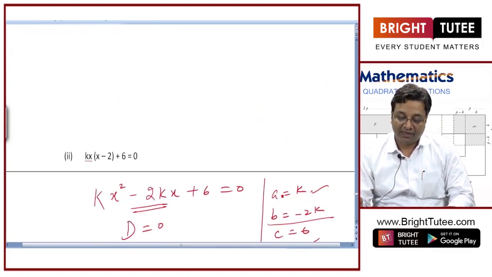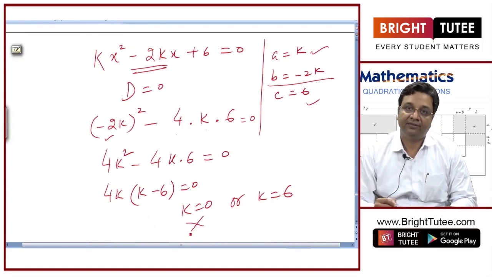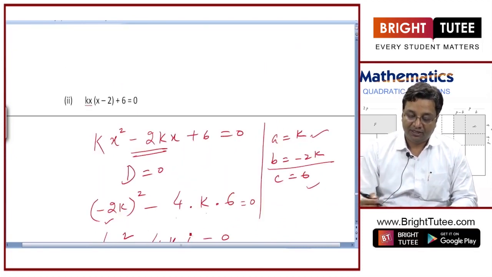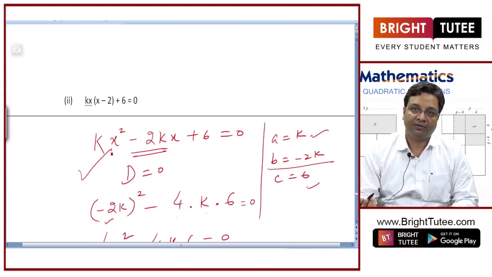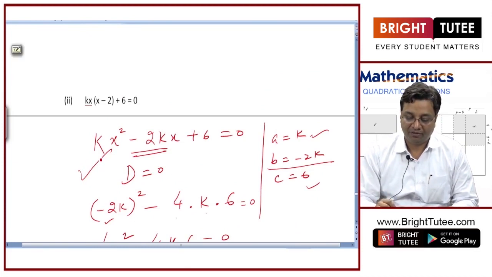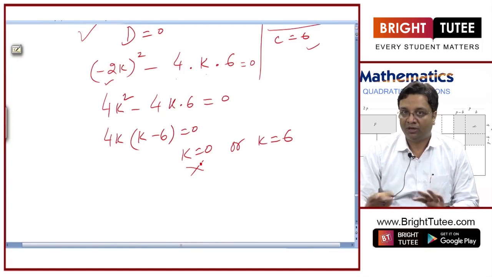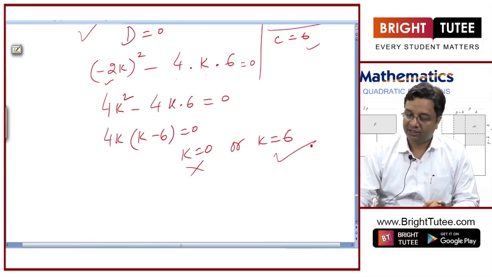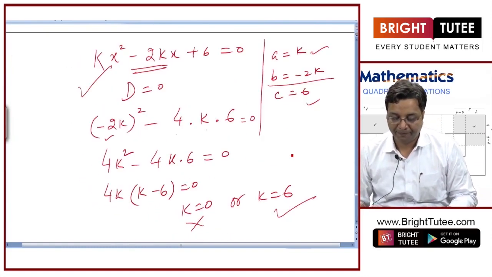Now students, tell me, why can't we take k equal to 0? I am saying that this answer is invalid. Why? Because in a quadratic equation the leading coefficient cannot be zero, right. If I take k equal to 0, this will no longer be a quadratic equation. So k equal to 0 is ruled out, and k equal to 6 is our valid answer. So the answer is k equal to 6. Okay.